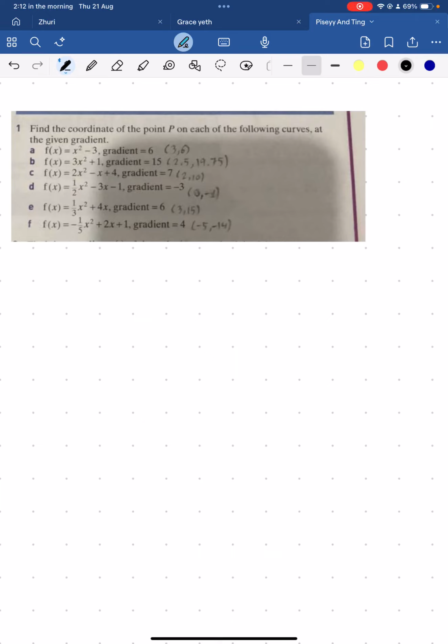Okay, hello. For these questions, they want us to find the coordinate of the point P on the following curve at the given gradient. A: they give us f of x equals x squared minus 3, and the gradient is equal to 6. So what is the purpose of the questions? They want to find the coordinate of P, right?